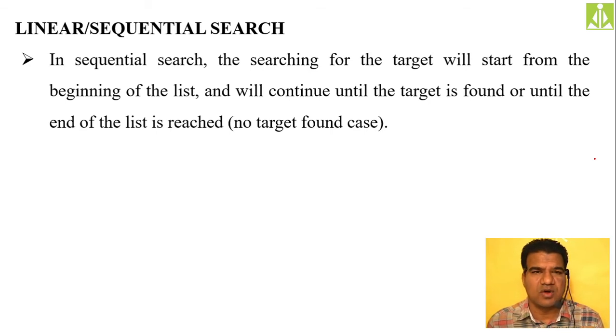Because if the target is found, we no need to continue and no need to do the searching for the rest of the elements, we no need to do the comparison for the rest. So likewise, when the target is found, we conclude the searching process. And if the target is not found, then we check all the elements in the list, that is until the end of the list is reached. If the end of the list is reached and still you didn't find the target, that means the target is not there in the list. So conclude the search operation by printing a negative message.